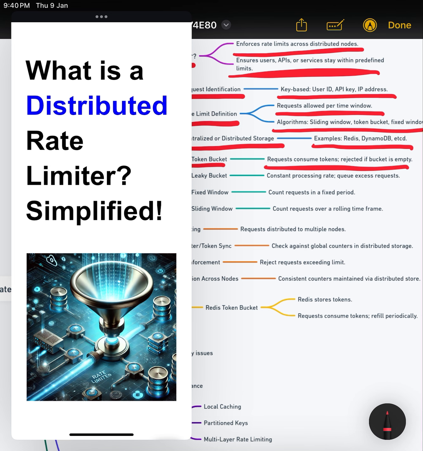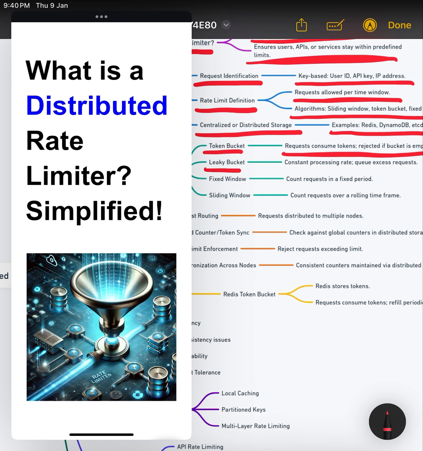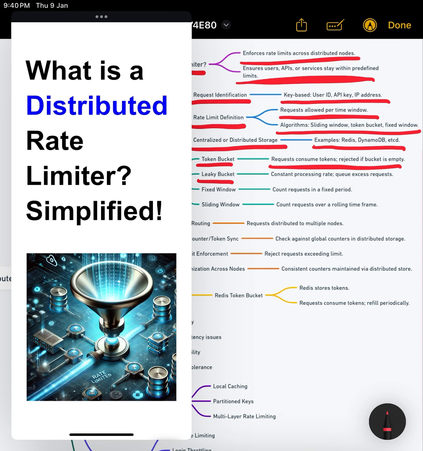2. Leaky bucket. Requests are processed at a constant rate. Excess requests are queued, and if the queue is full, requests are dropped. 3. Fixed window. The number of requests is counted within a fixed time window, e.g. 1 second. All nodes synchronize their counters to ensure global rate limits. 4. Sliding window. Instead of fixed windows, this uses overlapping time windows for smoother enforcement. It ensures fairness by counting requests over the last rolling time period.